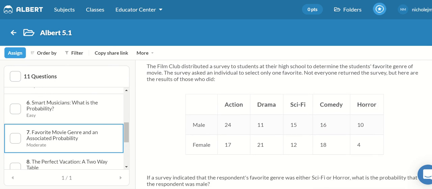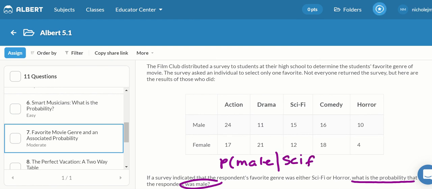This question is asking us for the probability that a person is male. So make sure you read that last part of the question. What's the probability that the person is male? So when you write it on your paper, that's the probability I'm looking for. The given part of the conditional statement is that the favorite genre is sci-fi or horror.